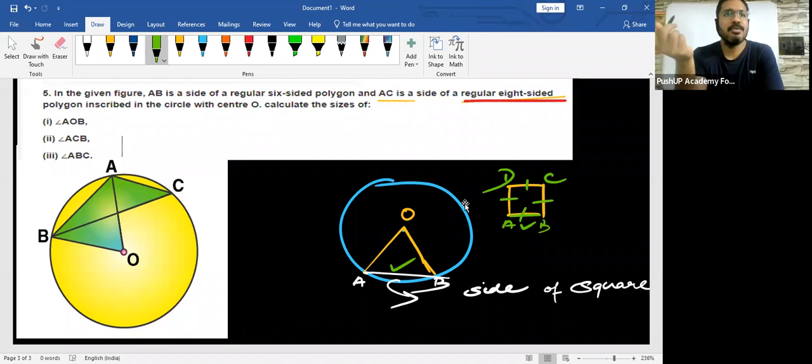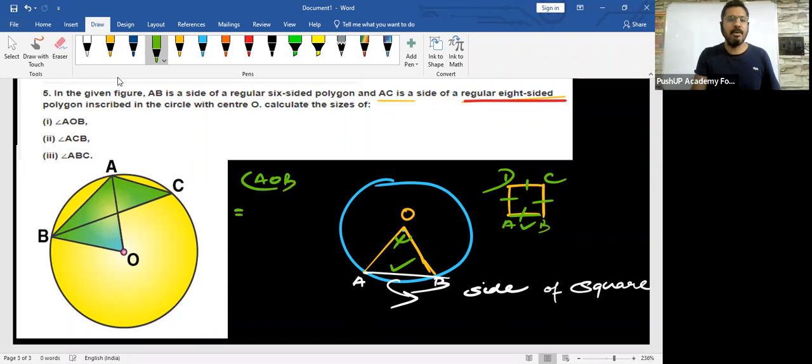After that, if I ask you, what would be the angle subtended by this chord AB at the center of the circle? You know what is the technique to find the answer? You have learned this in school. Don't say that they haven't taught you this. Children, if I ask you, what would be angle AOB?